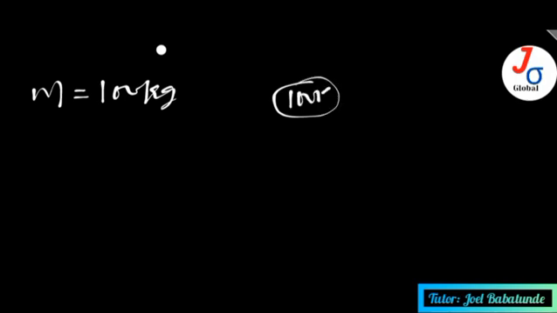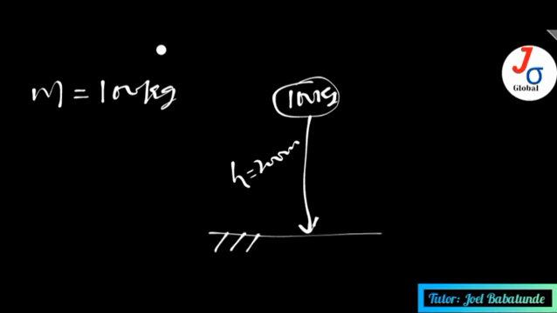All right, so the first example we're going to take is that a body has a mass of 100 kg, and it's released from a height h of, let's say, 200 meters. Then the question is, what is the energy that it uses to strike the ground?